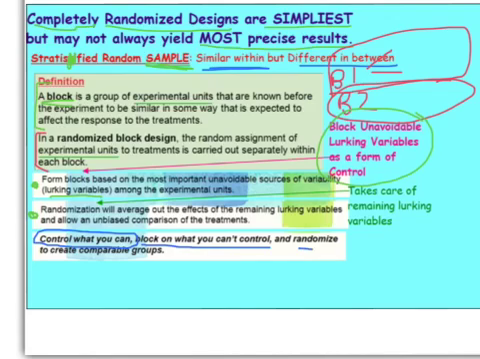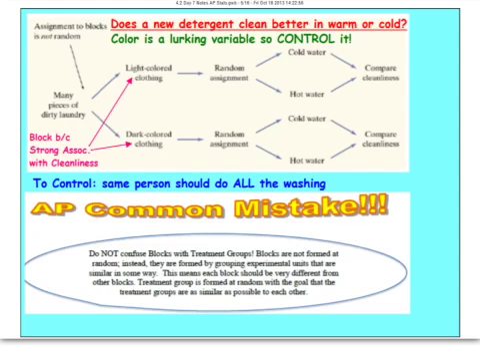And then I am going to randomize to take care of even more lurking variables and also to create some comparability among the groups. Okay, let's look at our first example. Does a new detergent clean better in warm or cold water? And they're going to wash clothing by hand, by the way, not in the washing machine for this. So let's just talk about some of the key things before. Experimental units, explanatory, response, and treatments.